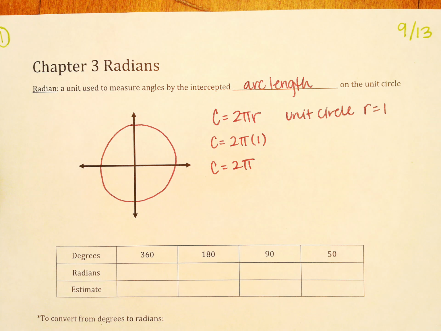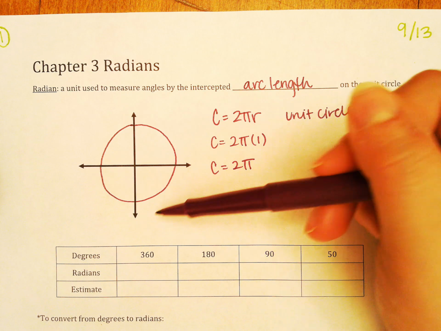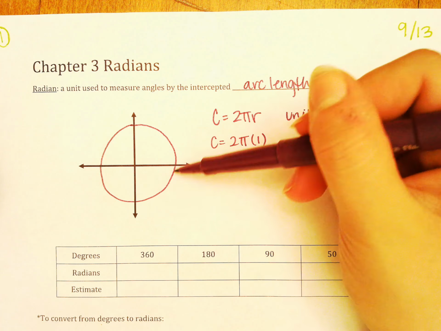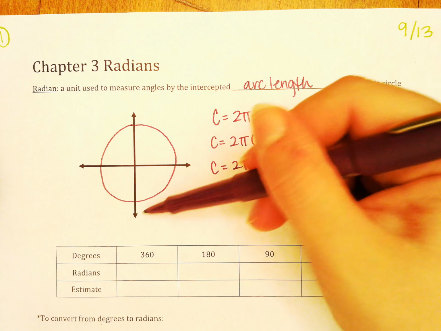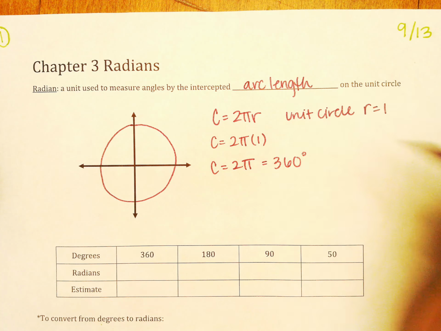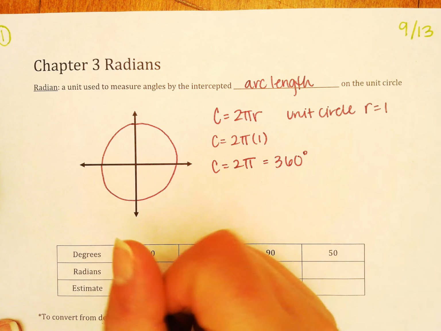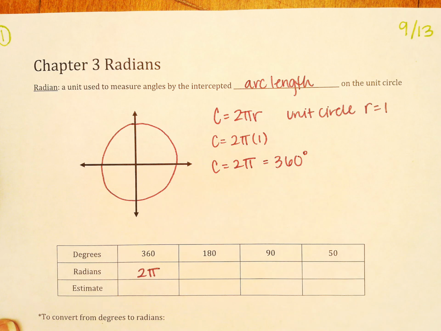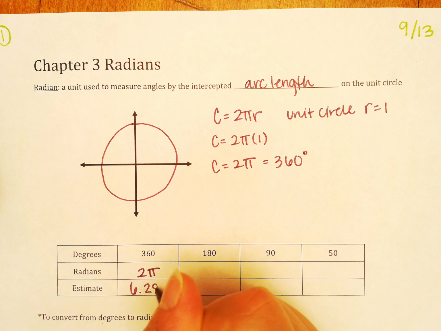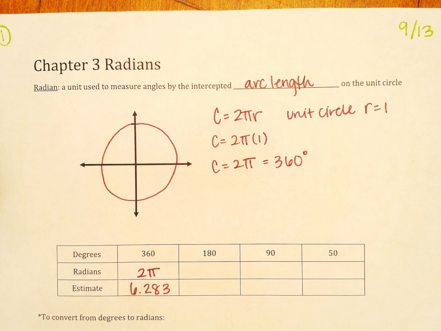So what we're going to do is take the circumference that we have and convert it into degrees. Since our circumference all the way around our unit circle is 2 pi, and in degrees all the way around our unit circle is 360 degrees, we can say that 2 pi in radians is what 360 degrees would be in degrees. So our radian would then be 2 pi. And we can come up with a decimal approximation. If I type this into my calculator, I would get 6.283 for an estimate of that.